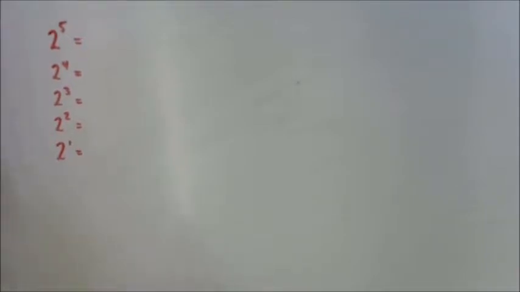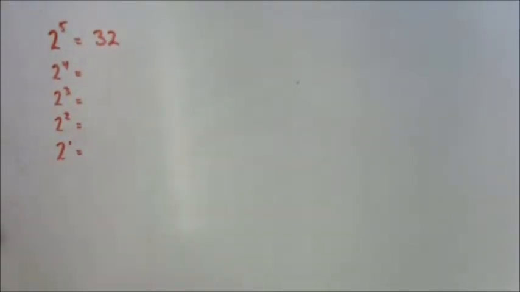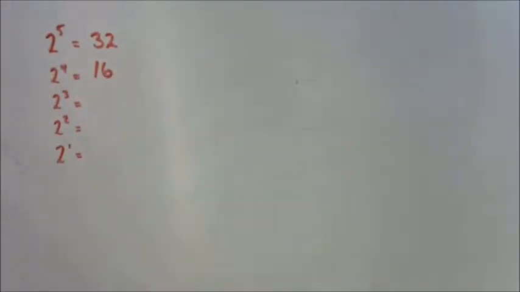2 to the power of 5. Well, that just means I'm doing 2 times 2 times 2 times 2 times 2. 2 times itself 5 times. So you could kind of count it in your head. 2, 4, 8, 16, 32. So 2 to the power of 5 equals 32. But what about 2 to the power of 4? It's just one less factor of 2. 2, 4, 8, 16. Go ahead and complete the chart.